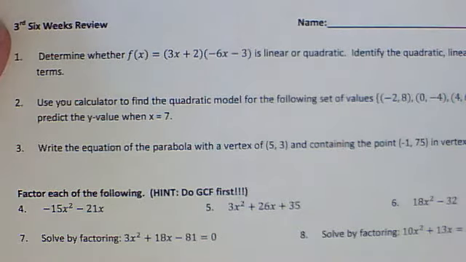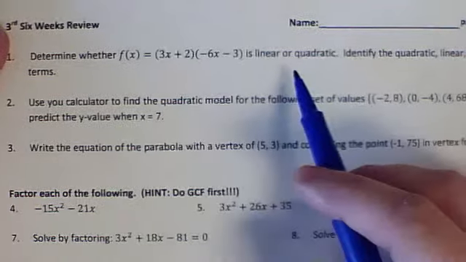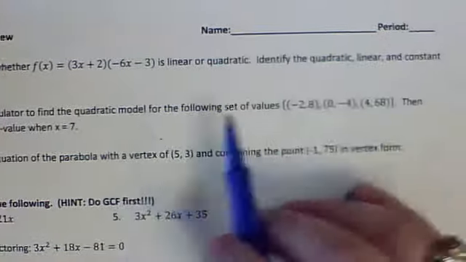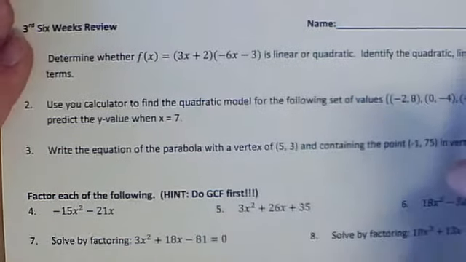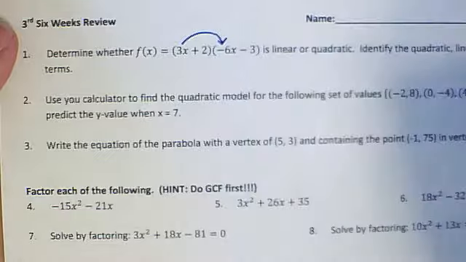Alright, so number 1, determine whether f of x equals (3x plus 2)(negative 6x minus 3) is linear or quadratic. And then after you do that, identify the quadratic, the linear, and the constant terms. So in order to determine if it's linear or quadratic, we need to FOIL and get it in standard form.